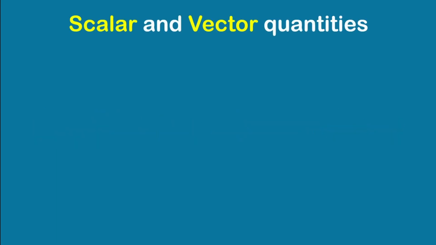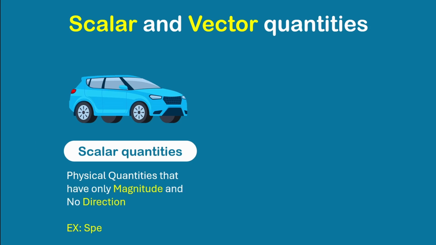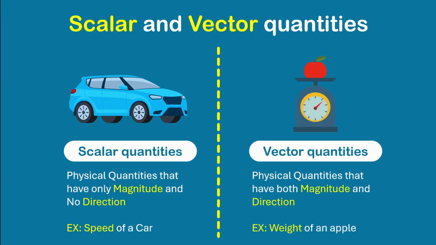The last topic that I would like to discuss in this video is the difference between scalar and vector quantities. Scalar quantities are physical quantities that have only magnitude and no direction. Example, speed of a car. Whereas vector quantities are physical quantities that have both magnitude and direction. Example, weight of an apple.